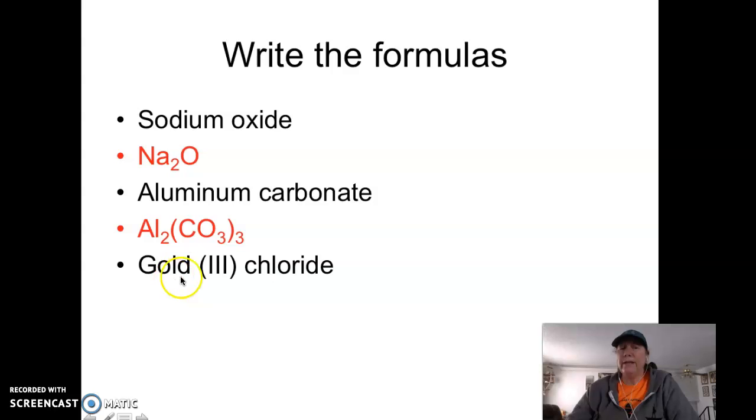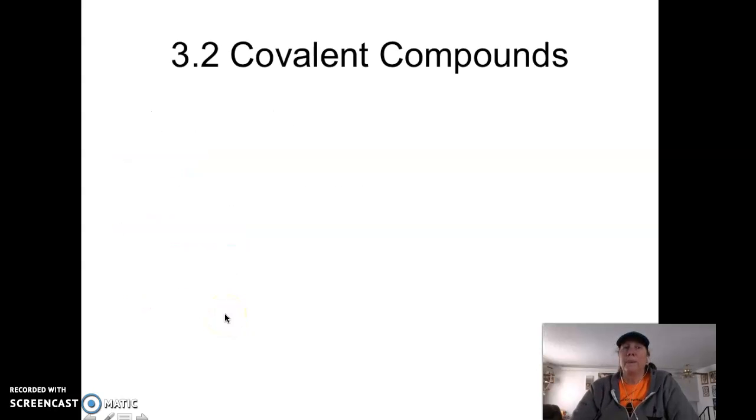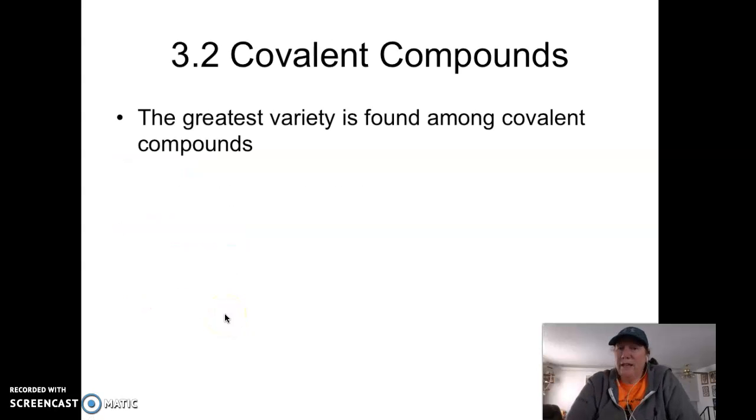Gold 3 chloride, this is its charge. So Au plus 3. Chlorine is Cl and it's -1. So I'd crisscross the 3. And again, remember this 3 is not here. It's on the other side. Okay? All right. That was ionic compounds.